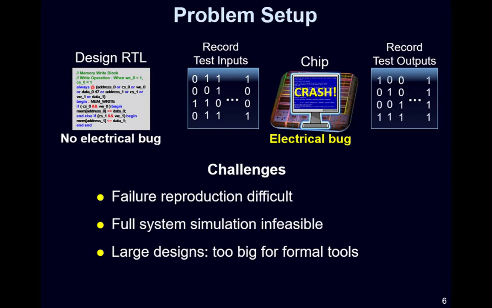As I mentioned, there are a series of challenges that come up when you're trying to localize electrical bugs. Primarily, failure reproduction is difficult, and as a result, you have to be able to capture enough data during your initial run to perform all the analysis you want. Furthermore, full system simulation is infeasible. It's not really possible to take the design and simulate it to look for inconsistencies. This also applies to any type of analysis you do with formal tools. Most designs are way too large to fit inside a formal tool. So we need a new technique that can allow you to perform effective formal analysis for localization.